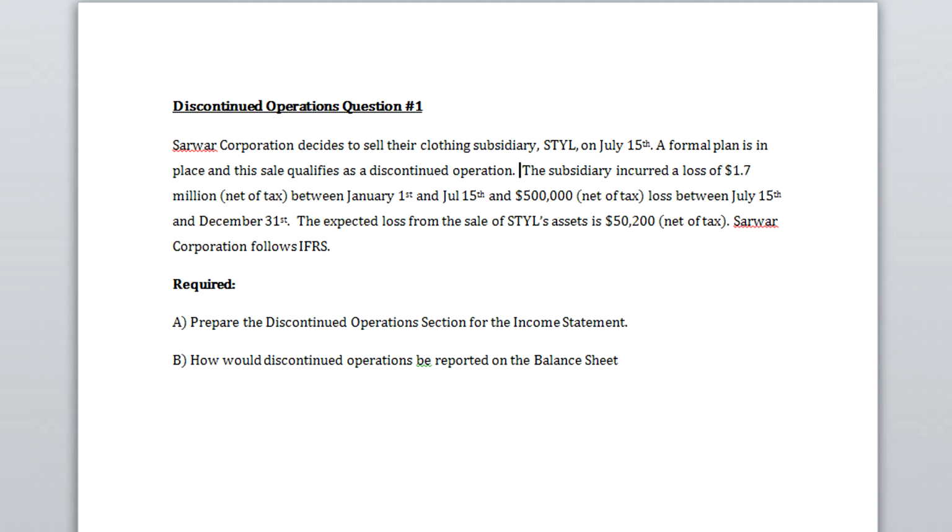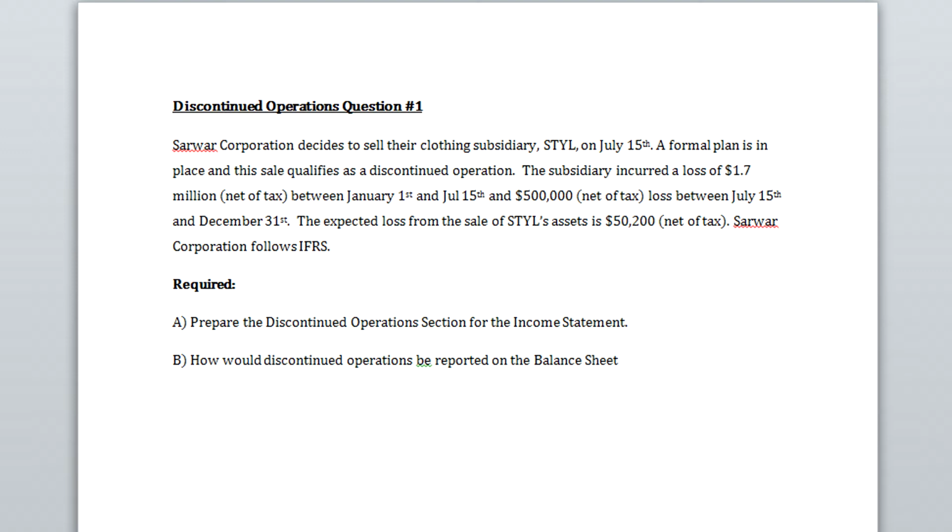Next, it's telling us that this discontinued operation incurred a loss of $1.7 million between January 1st and July 15th. Since they decided to sell it on July 15th, this loss of $1.7 million clearly occurred before it was deemed discontinued, okay? And then this $500,000 loss occurred between July 15th and December 31st. So it occurred after it was deemed discontinued. Okay? So that's what it's telling us so far.